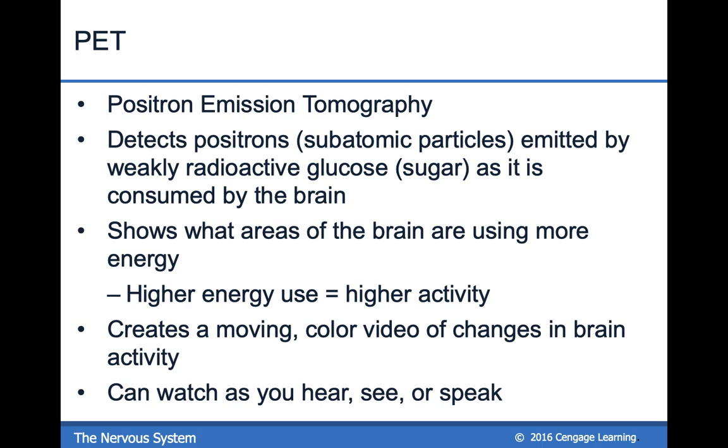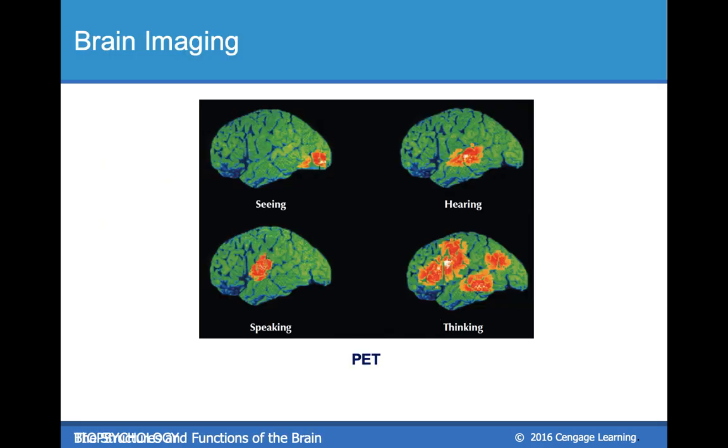And so we actually can see a moving color video of the different changes in brain activity as a person is doing an activity. We could see what your brain does when you hear something, when you see something, or when you're speaking. So that's what this is right here. If a person is looking at something, you see the back of their brain, which is their occipital lobe, which has to do with vision. We'll be talking about all this shortly. Back of the brain has the vision area.